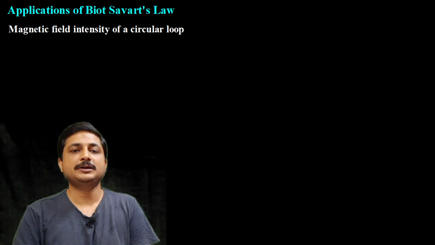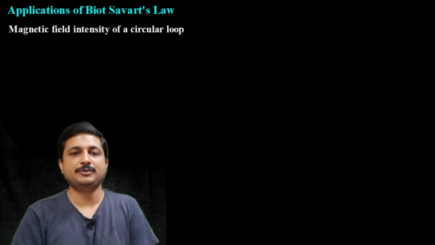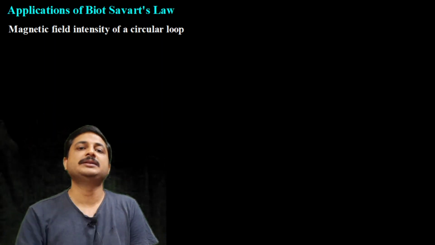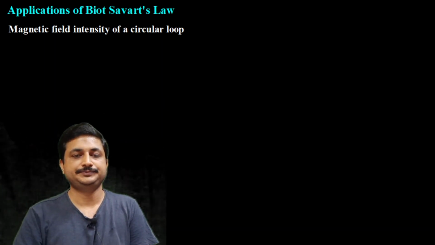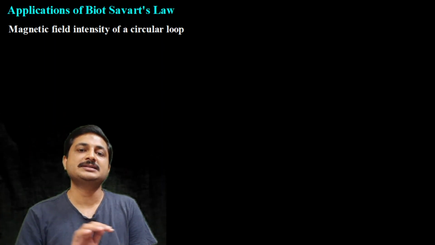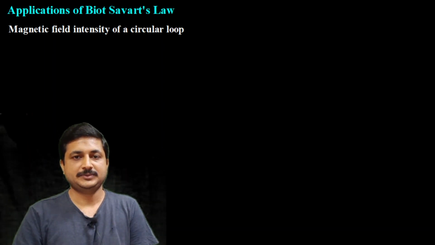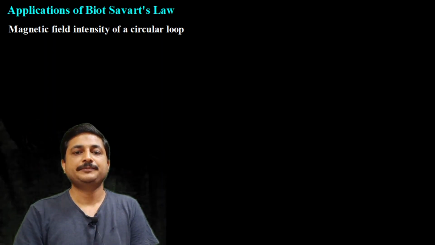So a circular loop is some conductor, or basically you can consider a copper wire wound in the shape of a ring. So we are going to calculate what will be the magnetic field intensity created by this ring conductor on its axis. So our interest is to find the magnetic field intensity only on its axis. You know that the axis of the circular loop will pass through the center of the ring.